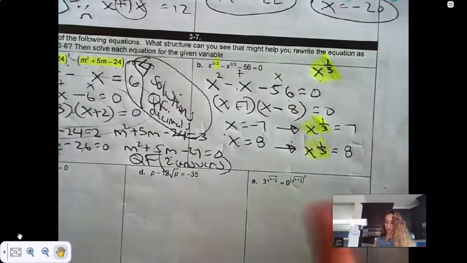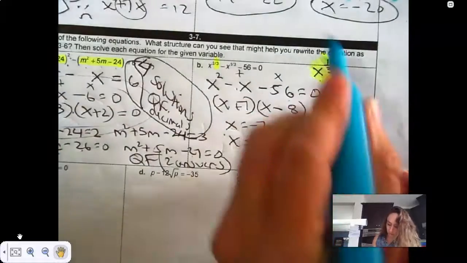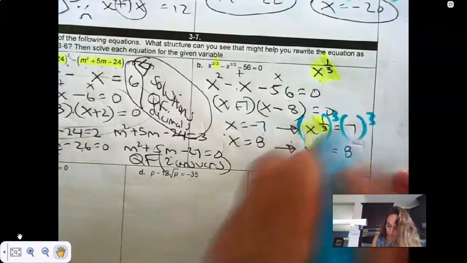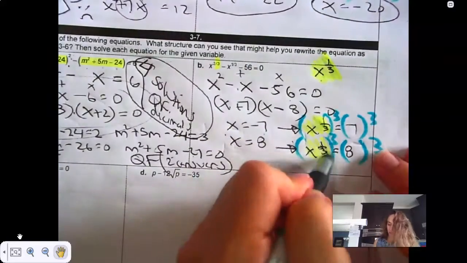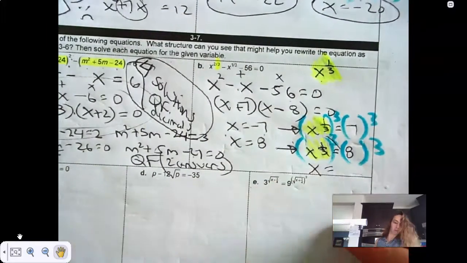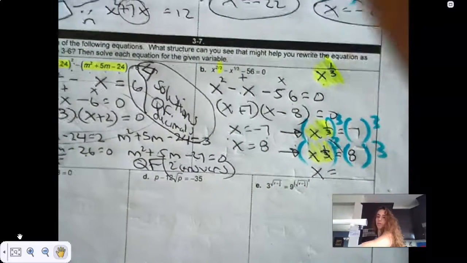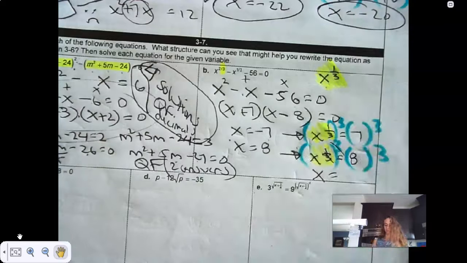All right. Now, how do I solve this? If this is to the 1/3, if I cube it, then this cancels. X to the first is just X. And 8 cubed, I don't remember what 8 cubed is.